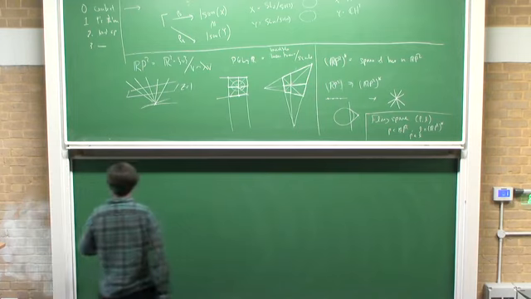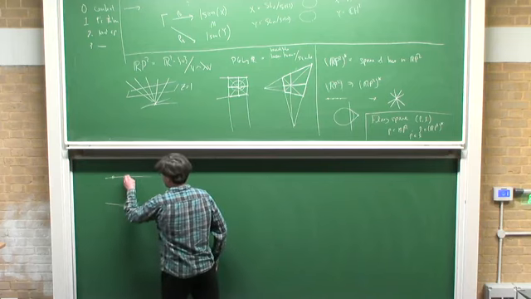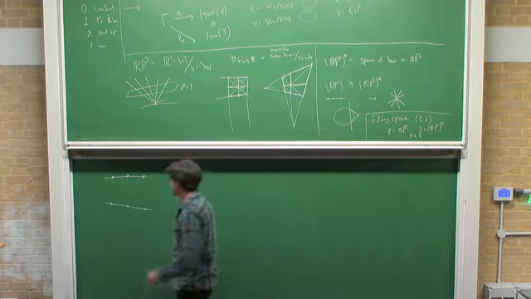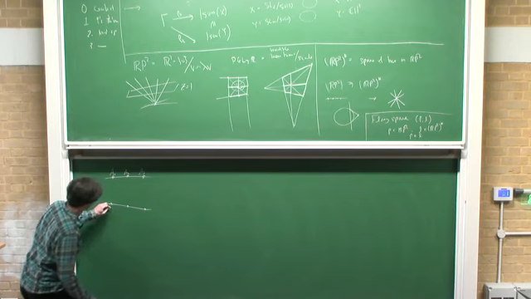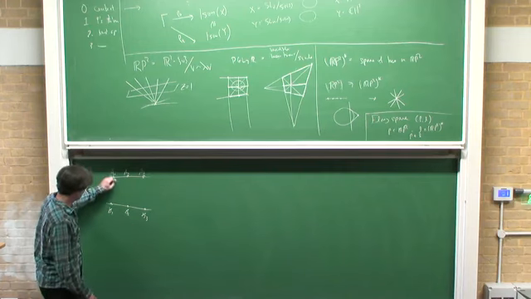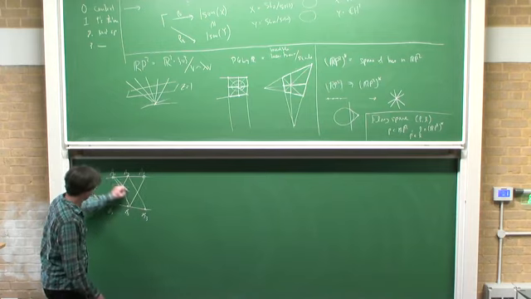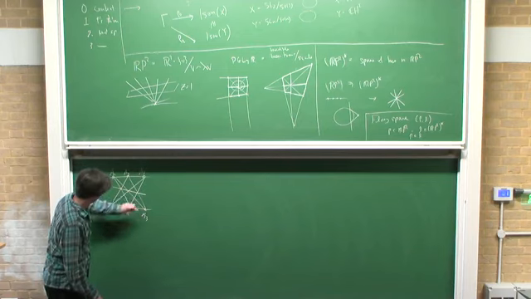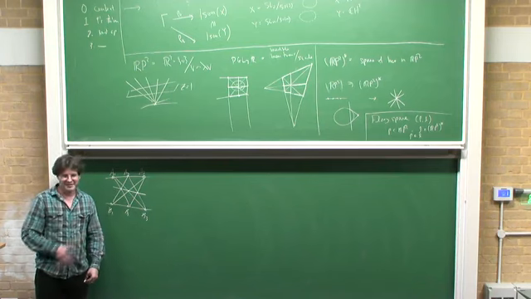Okay, so Pappus' theorem. What it says is, you have 3 lines, 3 points on a pair of lines, and then you connect the points up like this. And then the theorem says that these 3 points go through a line.